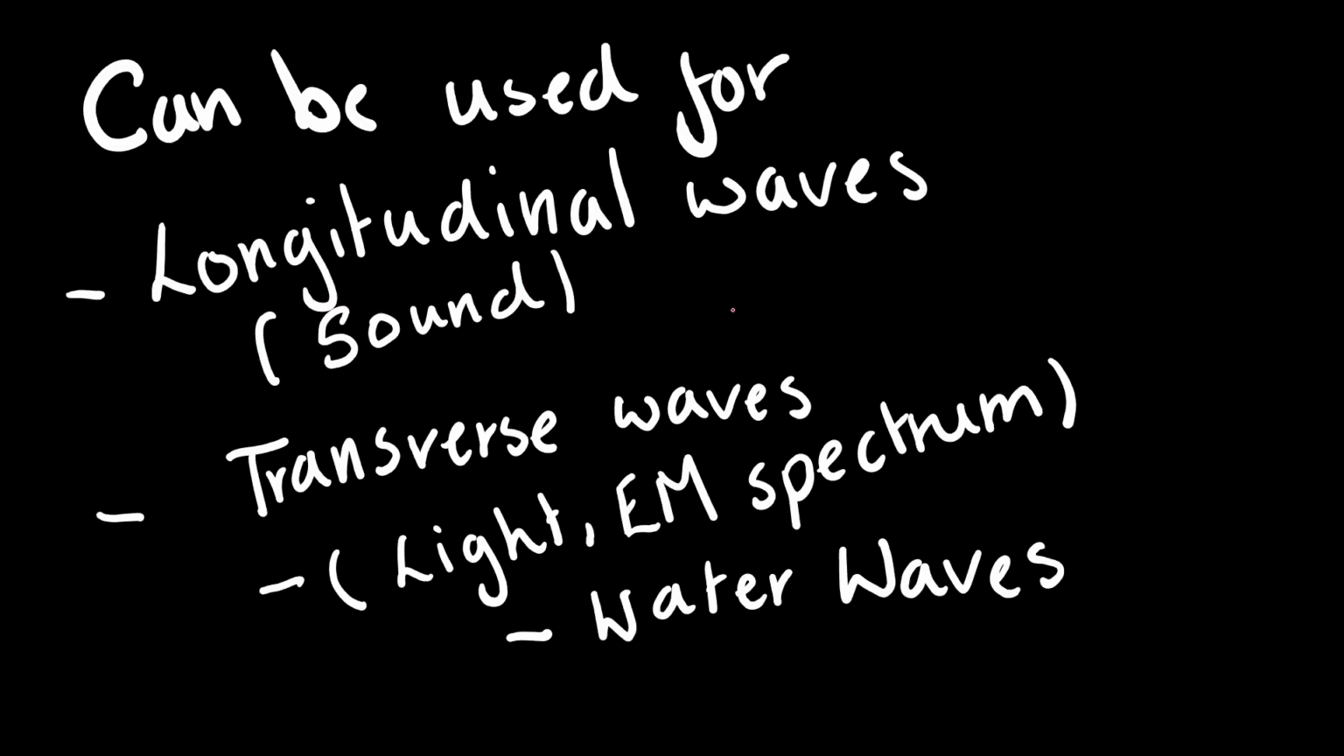So it can be used for longitudinal waves, like sound waves. If you remember what a longitudinal wave is, it's a series of compressions and rarefactions. So this would be like sound. So that's a compression. Often the most common one you come across is sound. This would be a rarefaction. Okay, rarefaction. It can also be used for transverse waves, so light, the EM spectrum. I'll draw one of those in a minute. Water waves are also transverse, so you get them on the ocean, like we saw at the beginning of the slide.